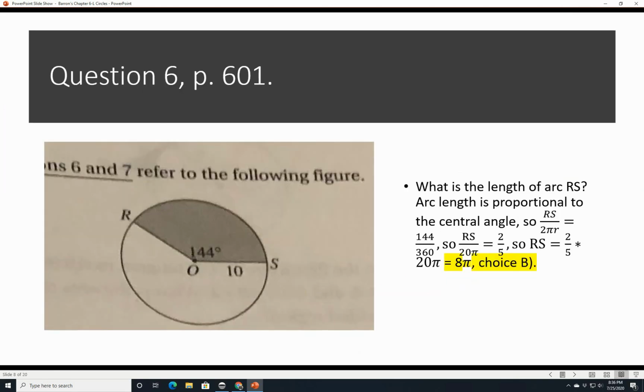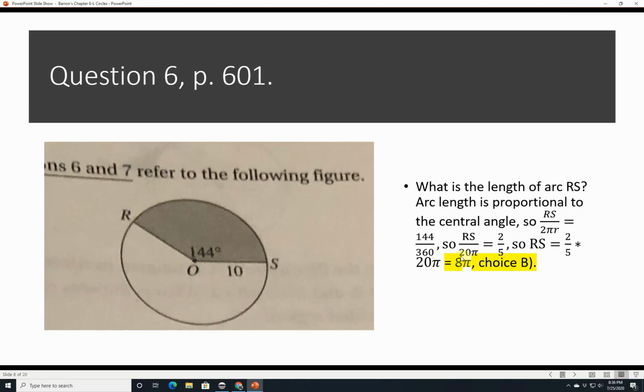Question 6, page 601. What is the length of arc RS? Well, the arc length is proportional to the central angle, so RS over 2 pi r is equal to 144 over 360. Why? Because it's a 144 degree angle. The degree measure of an entire circle is 360 degrees.